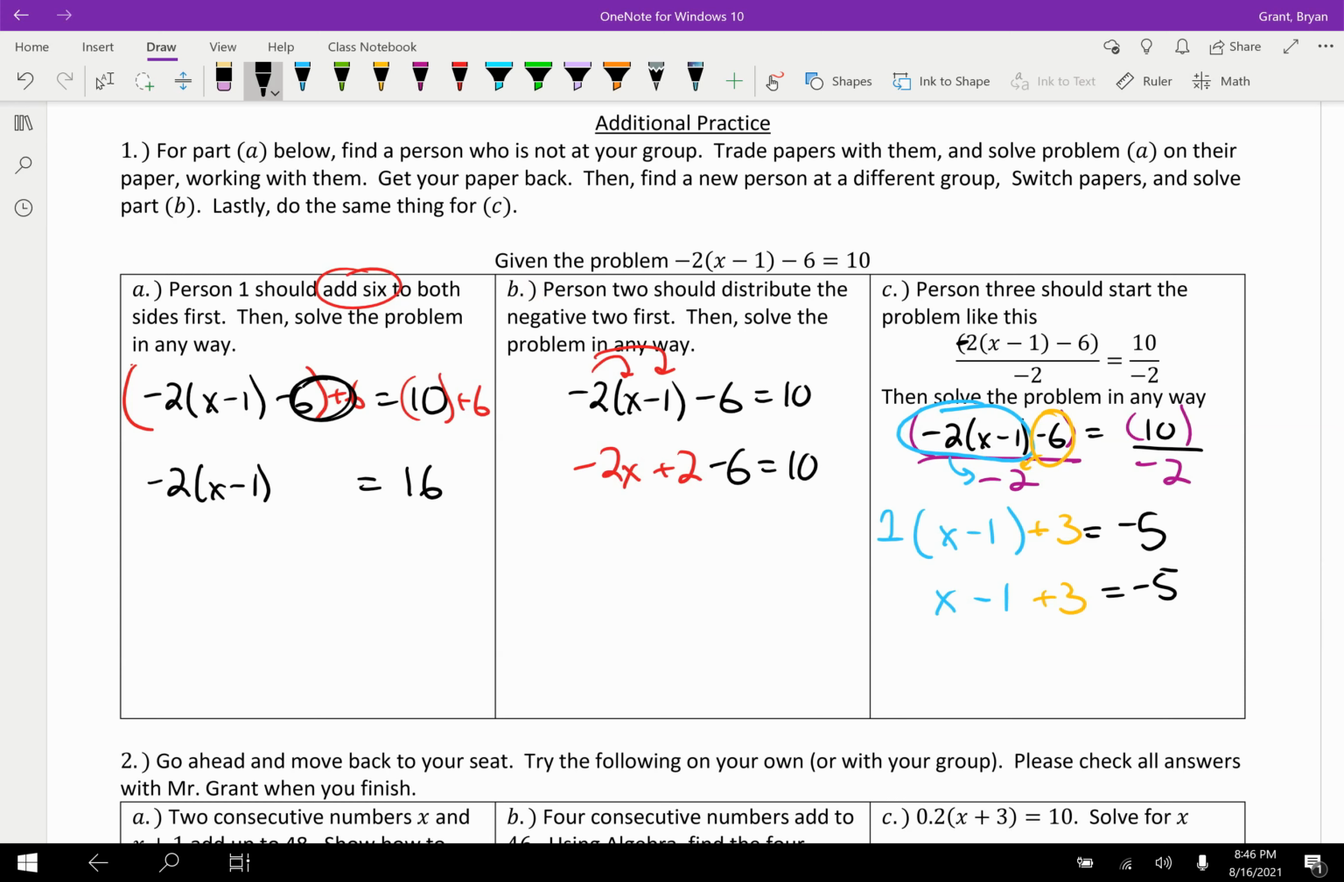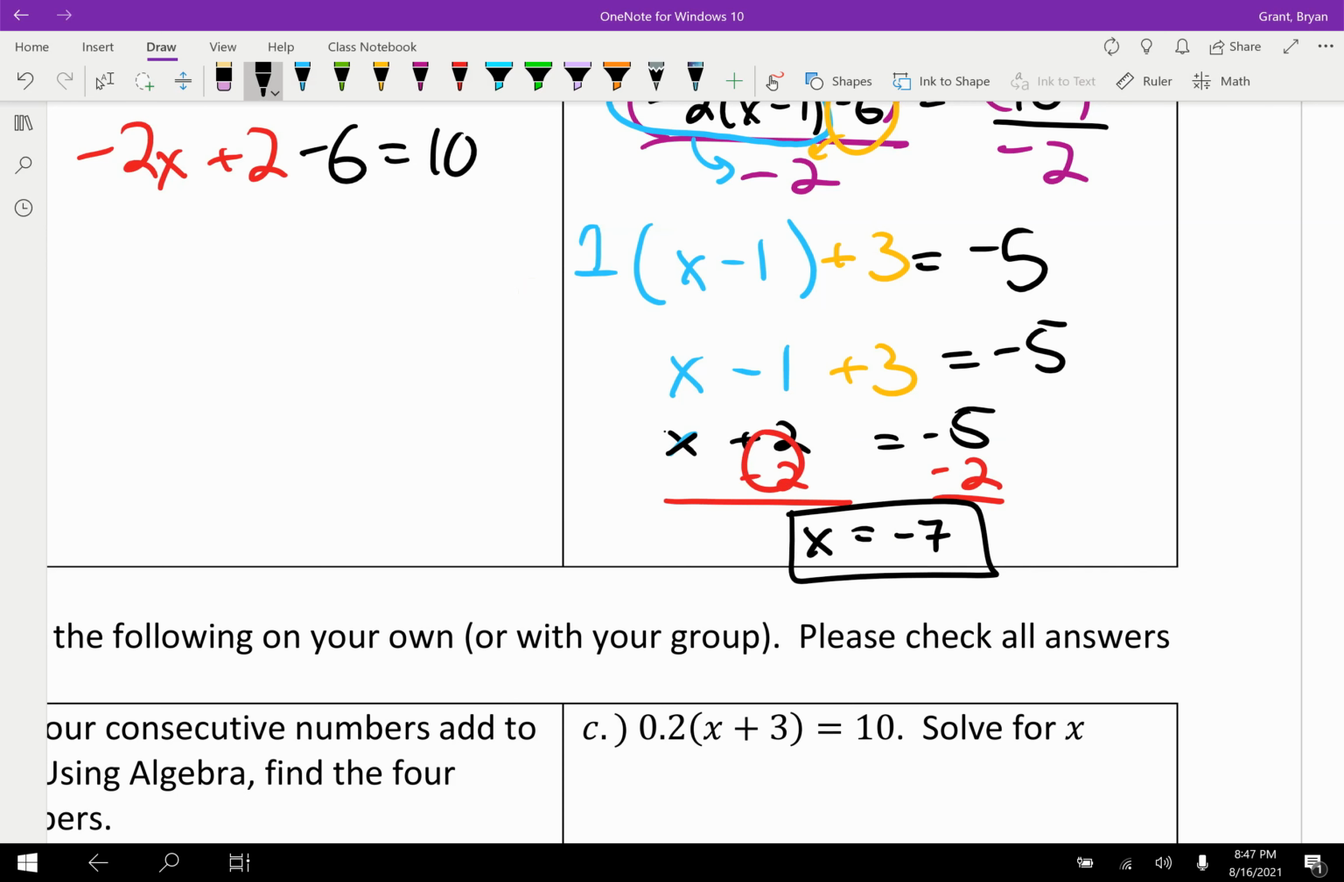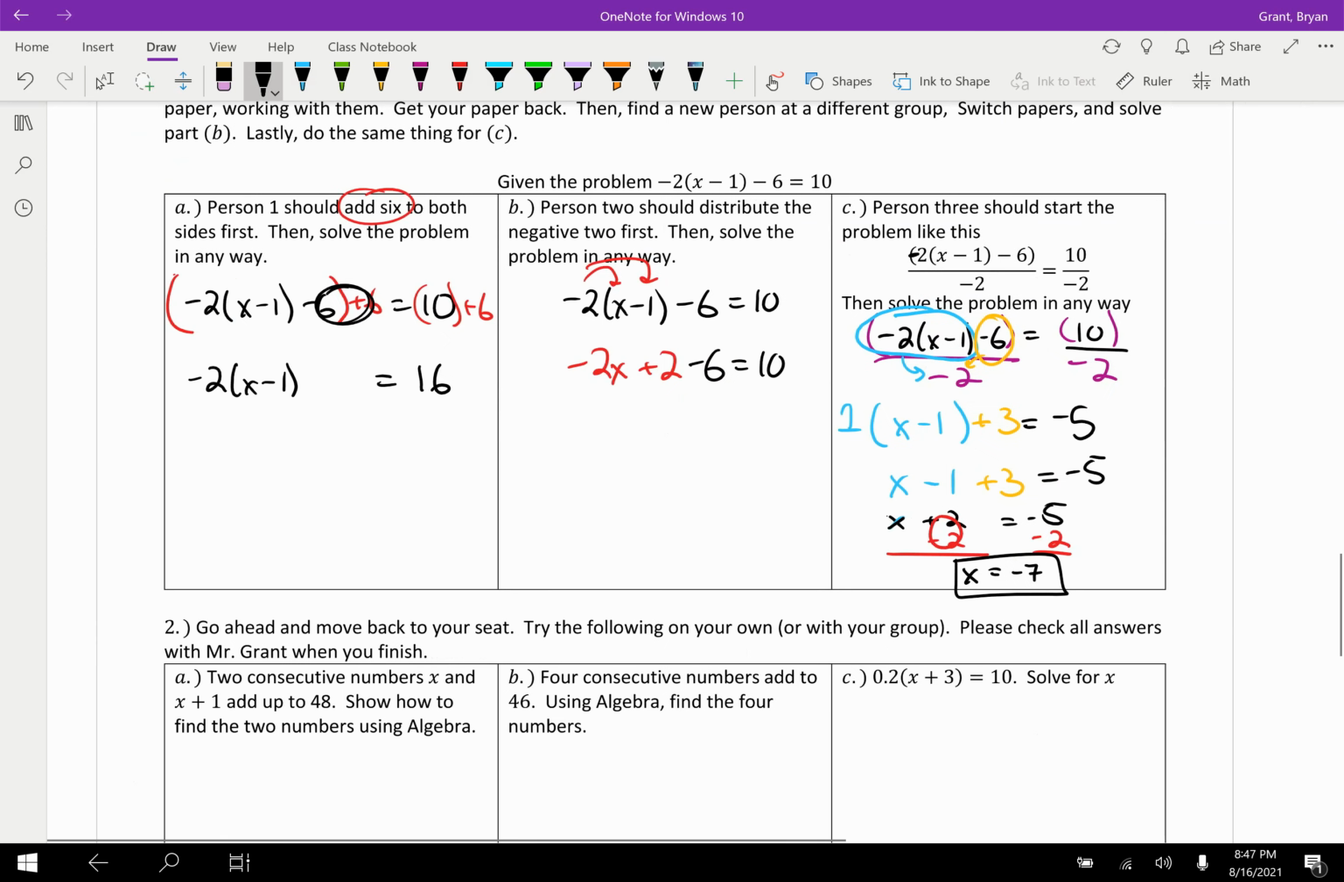The last part isn't bad for this. Combine your like terms, right? -1 and +3 gives us +2 equals -5. And finish solving by subtracting 2 from each side. We end up with x equals -7, and we're set. You should get -7 for these other two as well. They are not bad at all.